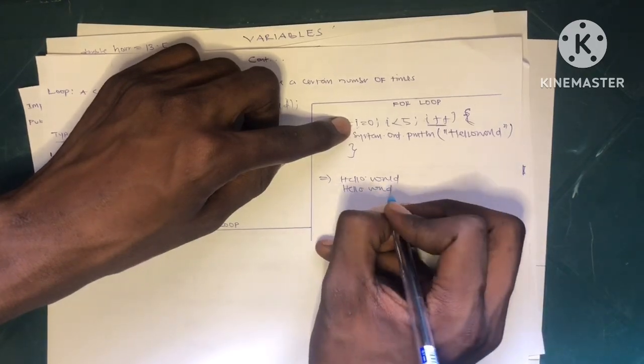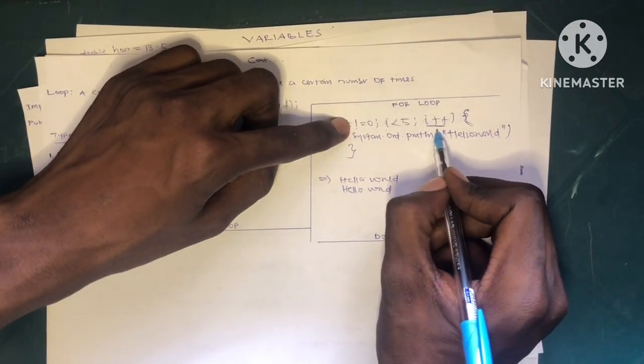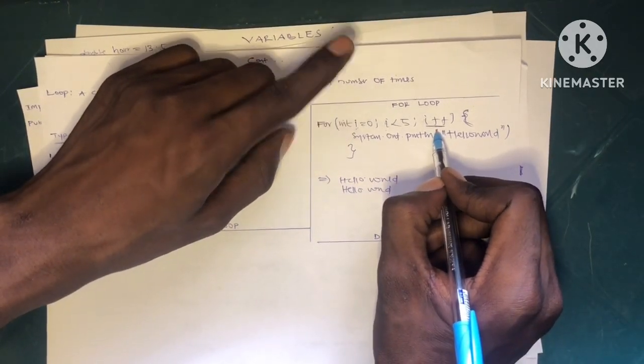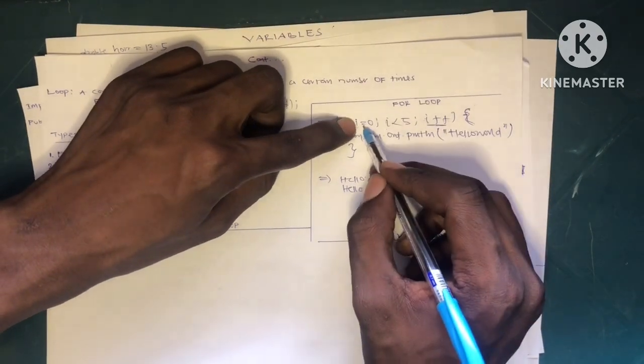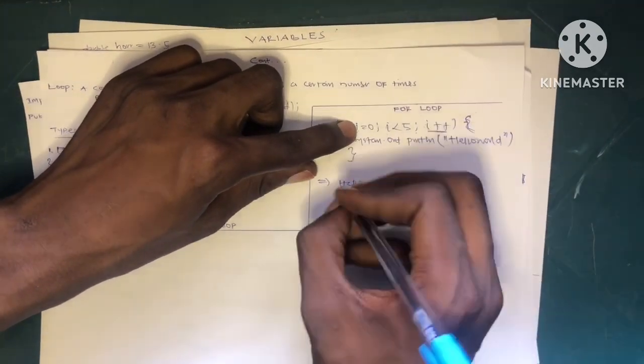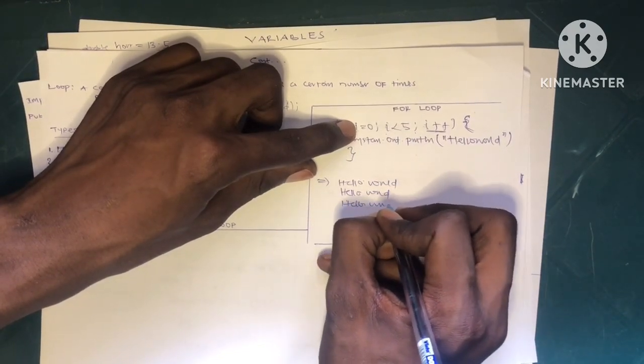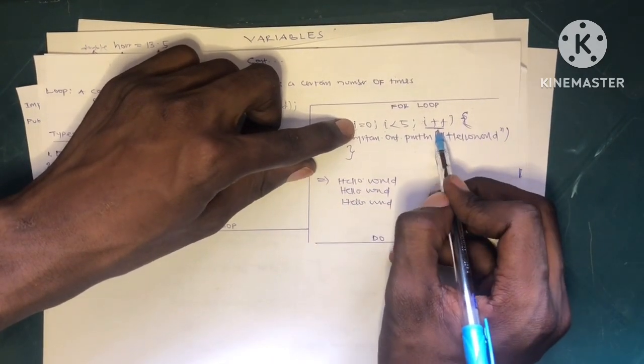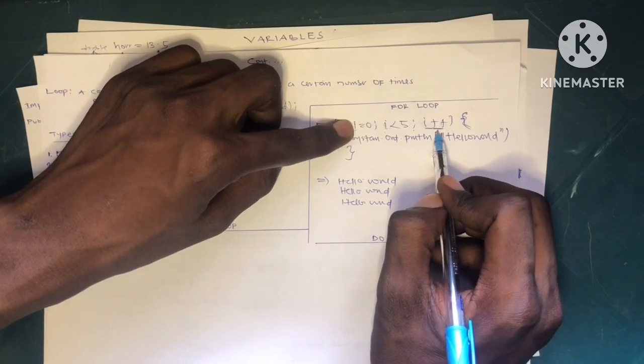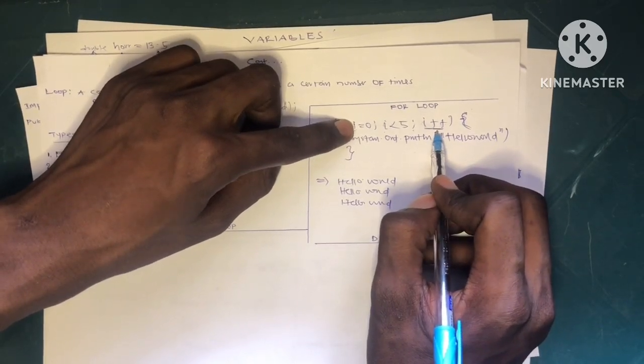Hello world. Then what? It will add 1 to I again. 1 plus 1 is 2. Now I is 2. Is 2 less than 5? Yes. Then print hello world. Then we add 1 to 2, and it's now 3.